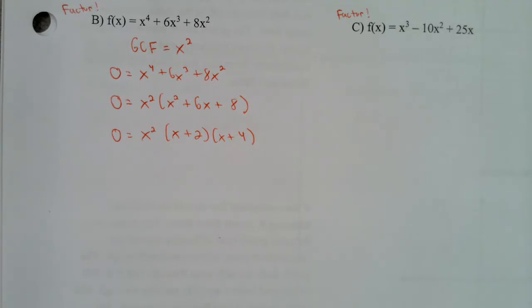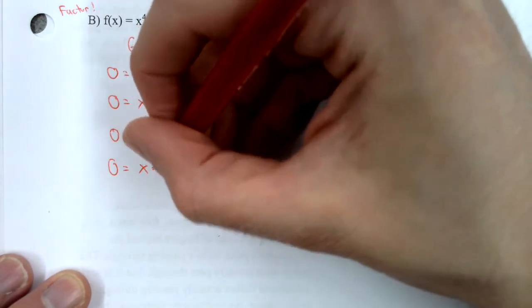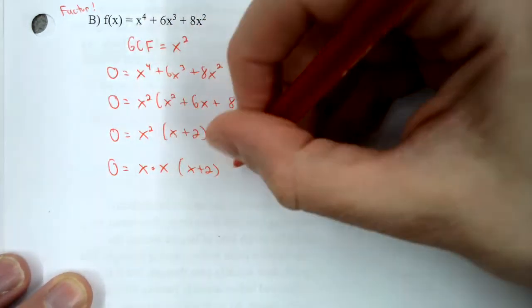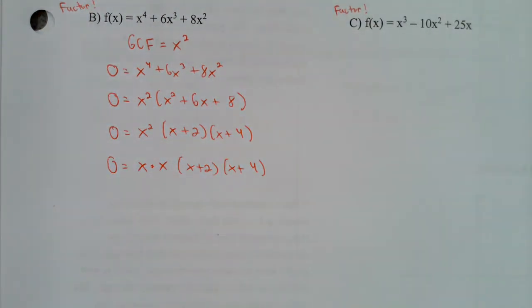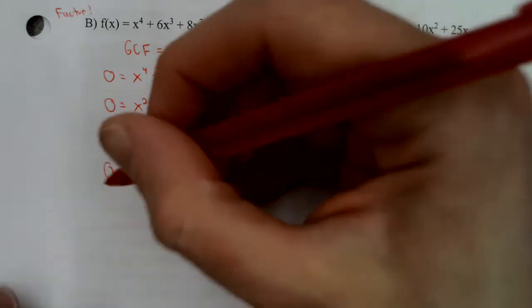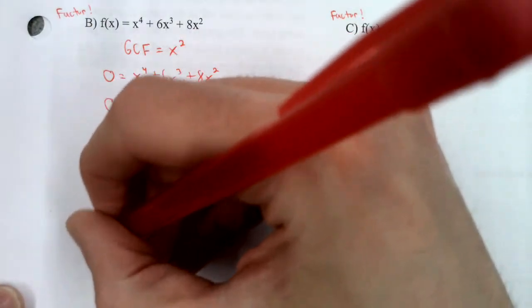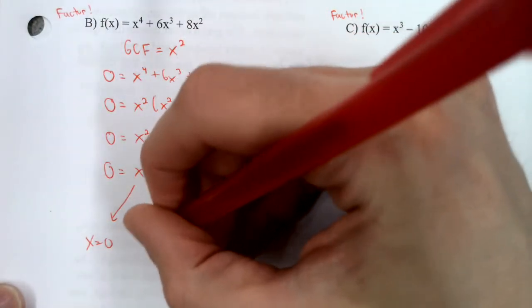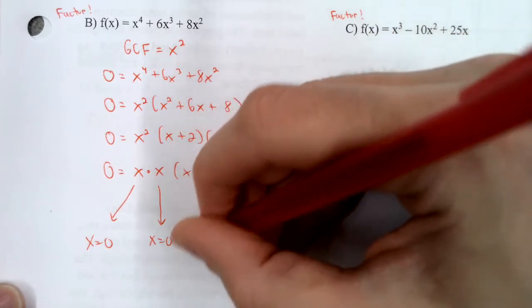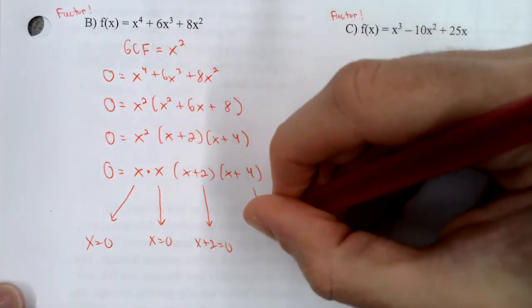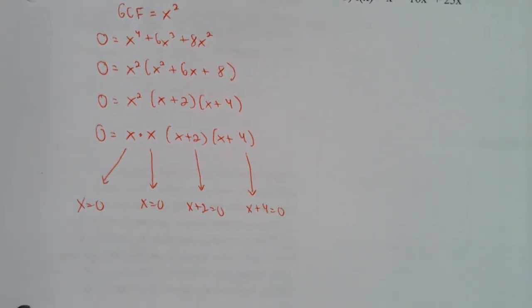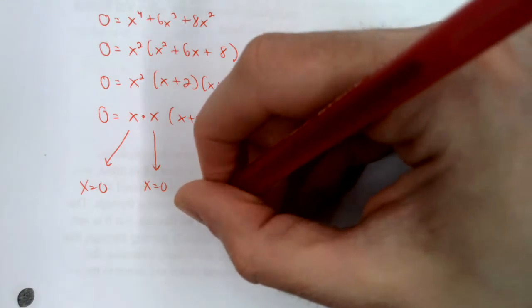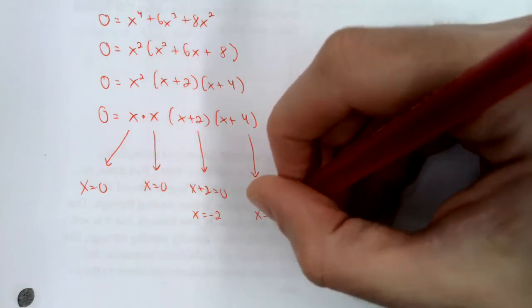Now think about it like this. x squared you can think of as x times x, times (x plus 2) times (x plus 4). Now let's solve each one. x equals 0, x equals 0, x plus 2 equals 0, and then x plus 4 equals 0. That's going to give you -2, and it's going to give you -4.